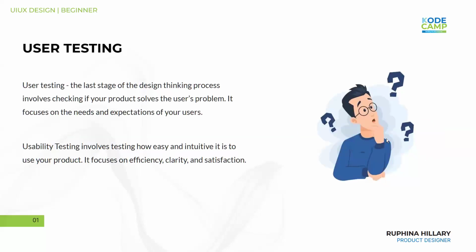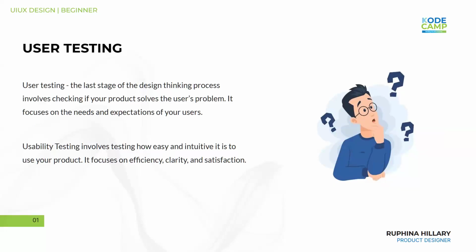Now, user testing, like I've said, is the last stage of the design thinking process. It involves checking if your product solves the user problems. It simply focuses on the needs and expectations of your user. Like I've said before about the design thinking process, it's not linear. So you do not always have to do user testing at the end of the process, after you have a design on Figma.